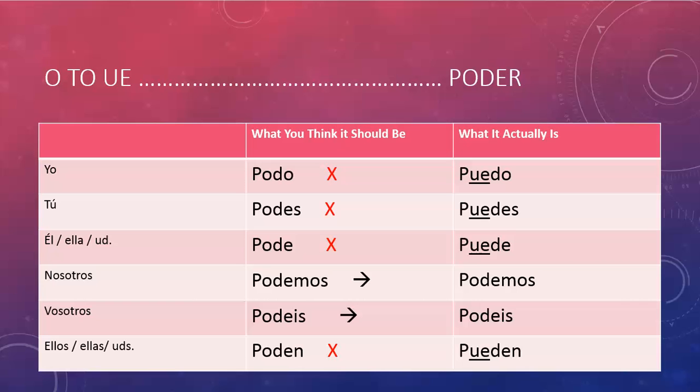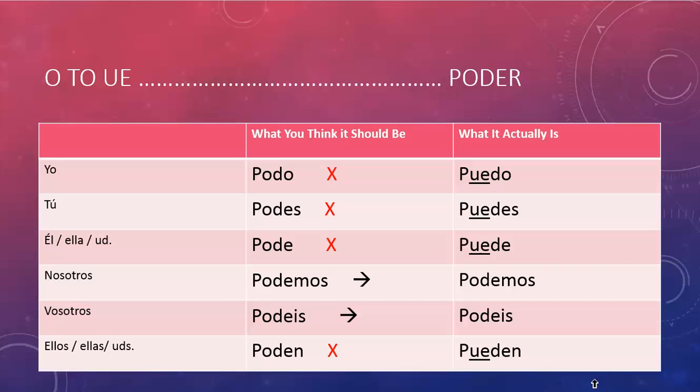Now on to the second kind of stem-changing verb. So now we have the O to UE stem-changing verb. A great example of this is poder. Okay, so we'll do just like we did with jugar. If this were a normal verb, you just take off the ER, and you'd be left with POD, and you'd stick on some endings. So you might think it would be yo podo. That is not correct. What it actually is, is yo puedo, PUEDO.